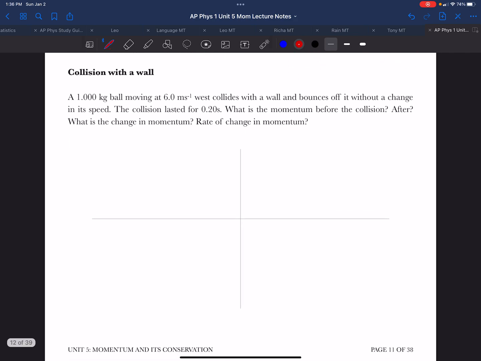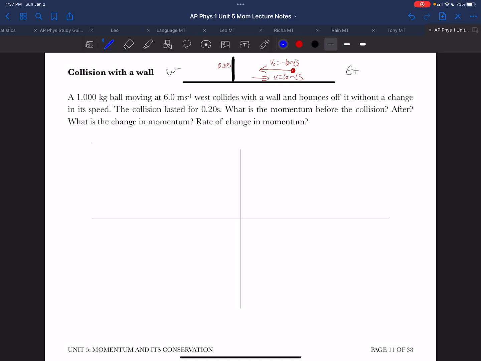We have a collision with a wall. We have a ball. And looks like we have an east-west situation. So east positive, west negative. It's moving 6 meters per second west. So here's the ball, moving 6 meters per second west. So the v0 is minus 6 meters per second, because west is negative. It collides with a wall. So that wall will be like this. And it bounces off without a change in its speed. So its speed will be the same. So afterward, the velocity will be 6 meters per second. The collision lasted for 0.20 seconds. What is the momentum before?